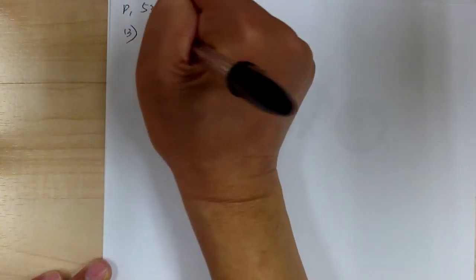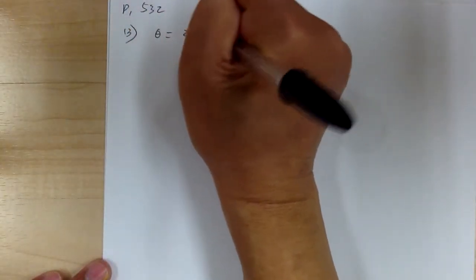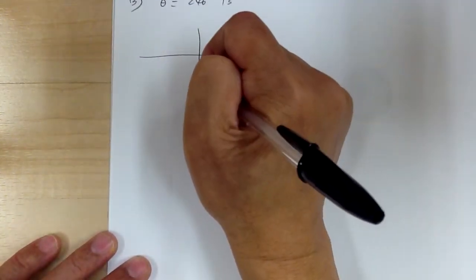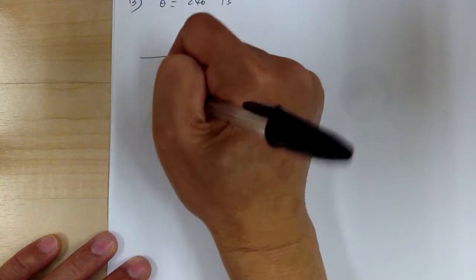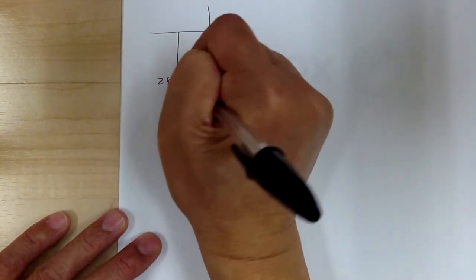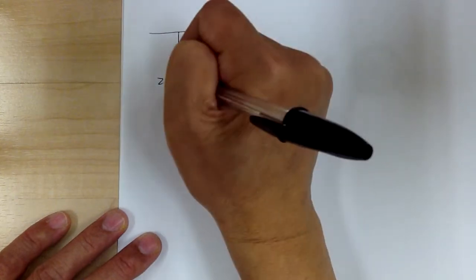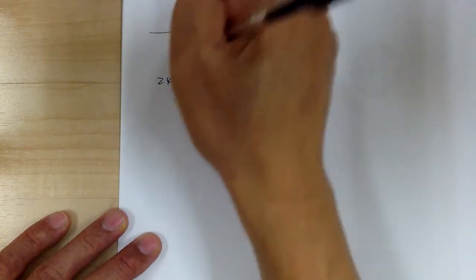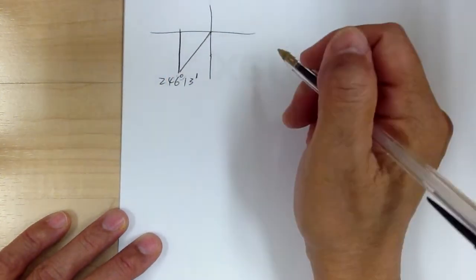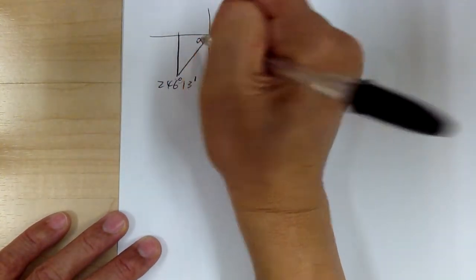Okay, you've got theta equal to 246 degrees 13 minutes. So 246, I can just estimate somewhere over here. So you can draw your angle, go up and down, never go sideways, always go up and down. So this is your reference triangle, and therefore this is your reference angle right over here.